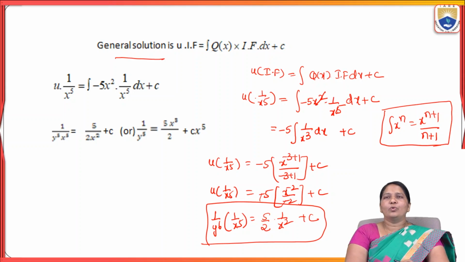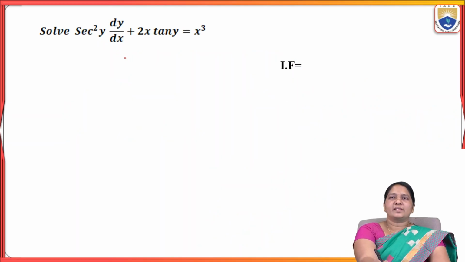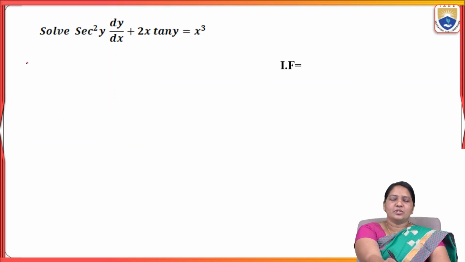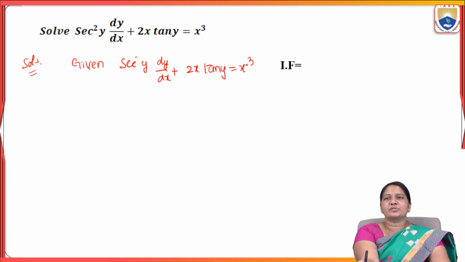So I hope we understand this procedure. So I am moving with one more example here. You can observe the equation. Solve secant square y dy by dx plus 2x tan y equal to x cube. So here the solution, writing the given equation: secant square y dy by dx plus 2x tan y equal to x cube.